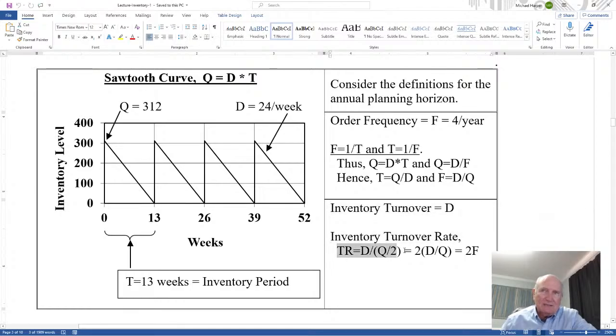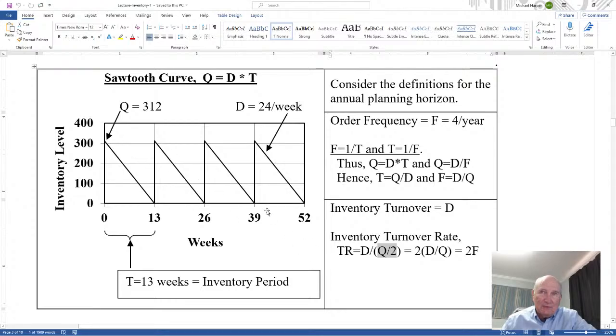And that is expressed as the turnover, the demand, divided by Q over 2. Well, what is Q over 2? We start with Q and we end with 0. And remember, to get the average inventory, we have the beginning inventory and the ending inventory. We add them together, divide by 2. Well, the beginning inventory Q plus 0 is just Q. Divide by 2 is Q over 2. So Q over 2 represents the average inventory in an inventory period.